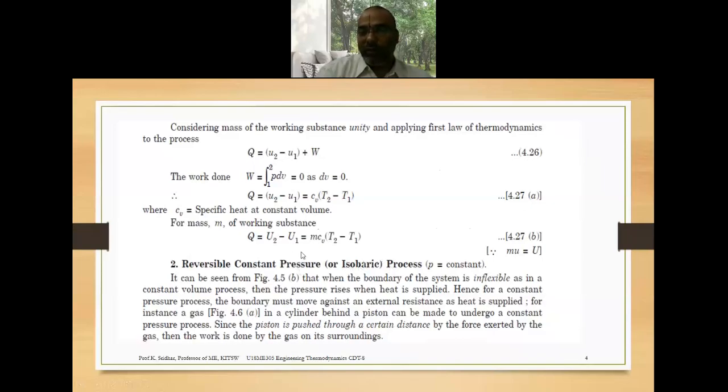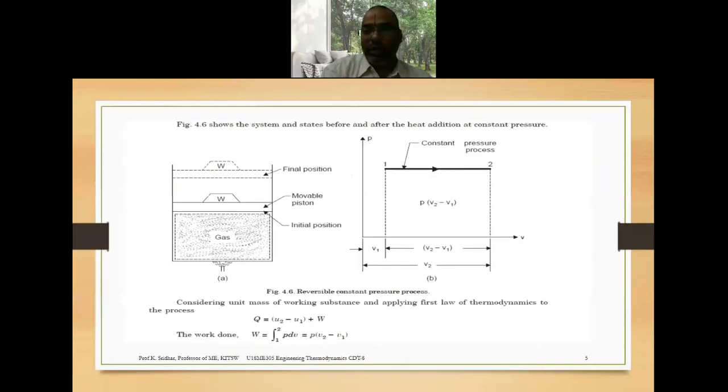Bar, because we discussed the various units for pressure, bar is the unit for pressure. So iso means constant, and bar means pressure. So pressure will remain constant during the isobaric process or the constant pressure process. That is the meaning of constant pressure or isobaric process.